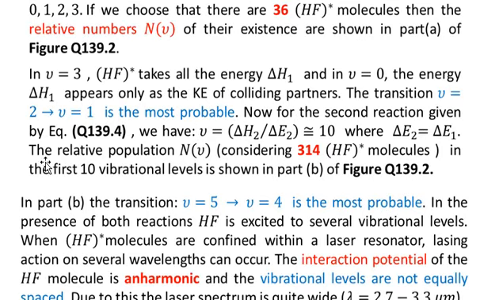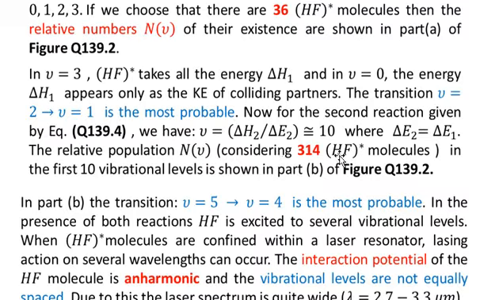Now for the second reaction given by equation number 4, we have V is equal to delta H2 over delta E2. So again, if you specify delta H2 in electron volt, and delta E2 is again equal to delta E1, and if you substitute these values and divide, you will get 10, because here we are using that delta E2 is equal to delta E1. The relative population n as a function of v, that is the population distributed in different vibrational levels, and here we are talking about 10 vibrational levels starting from v is equal to 0. In principle there will be 11 vibrational levels.